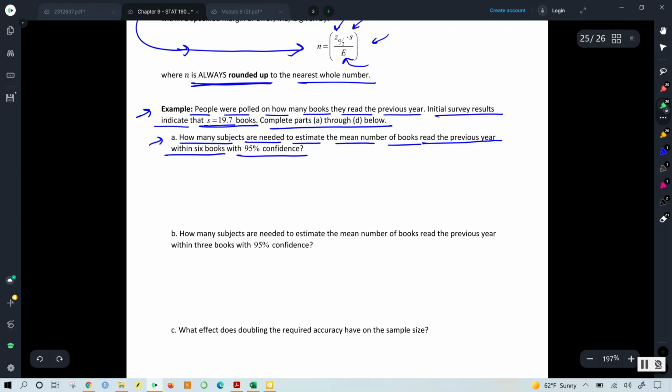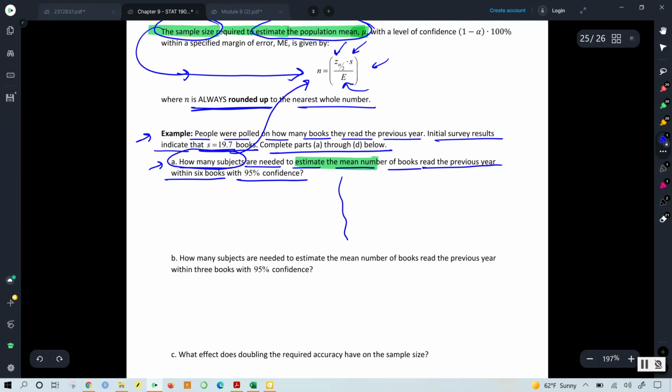Take note, the goal is to estimate the mean, and in the process, we would like to know how many subjects, or the sample size. So using the provided formula, n equals z of alpha over 2 multiplied by s, all over e, all squared. Please do not forget the square. To use this formula, we need a couple of pieces. We need z of alpha over 2, we need the sample standard deviation, we need the margin of error.